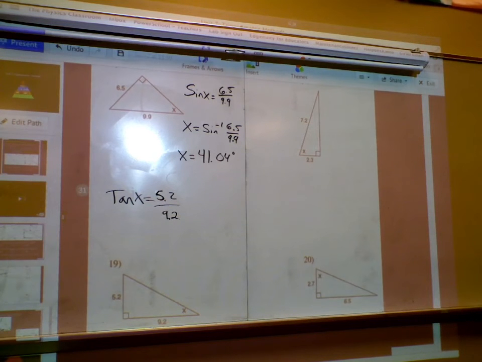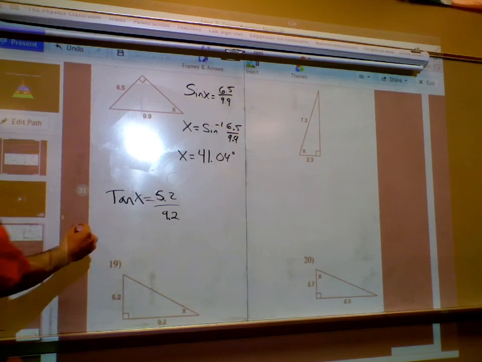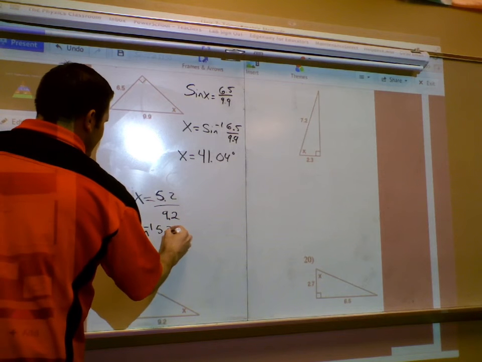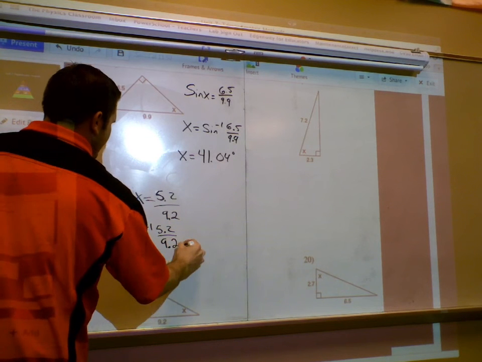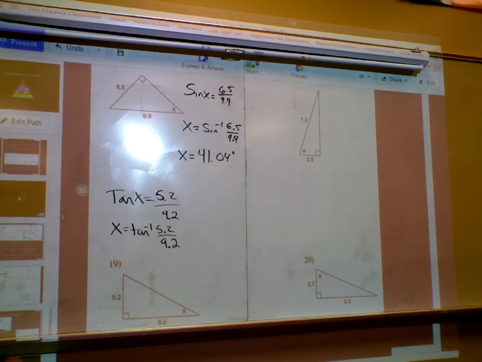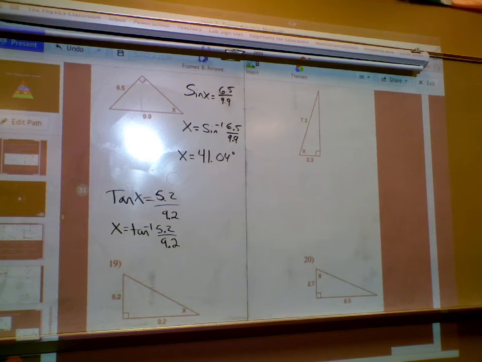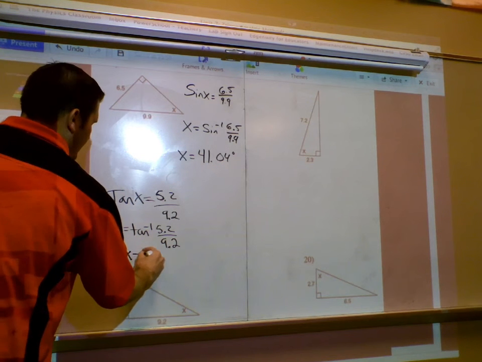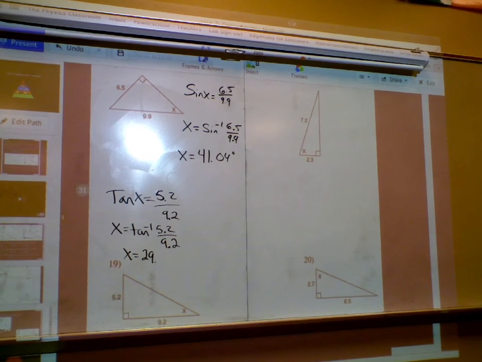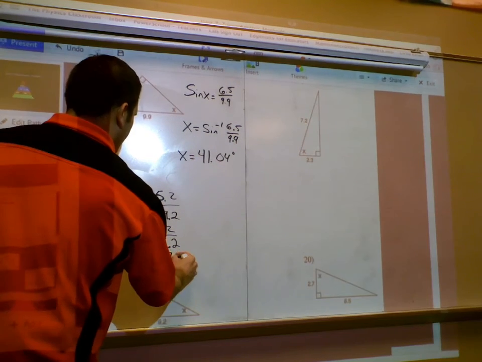So how do you get rid of tan? Inverse tan. So you hit second tangent, type in 5.2 divided by 9.2. 29.47. The inverse just means it's the inverse of tangent. It gets rid of tangent.